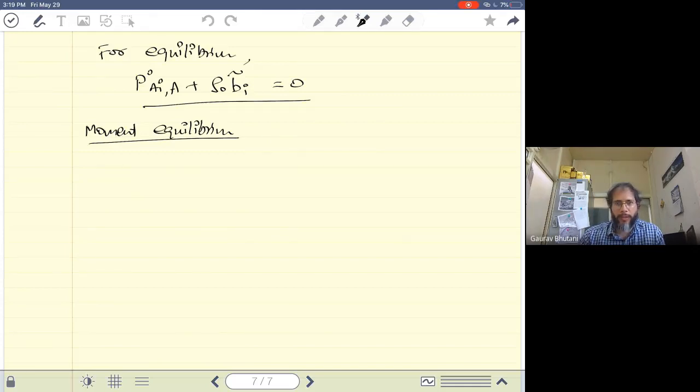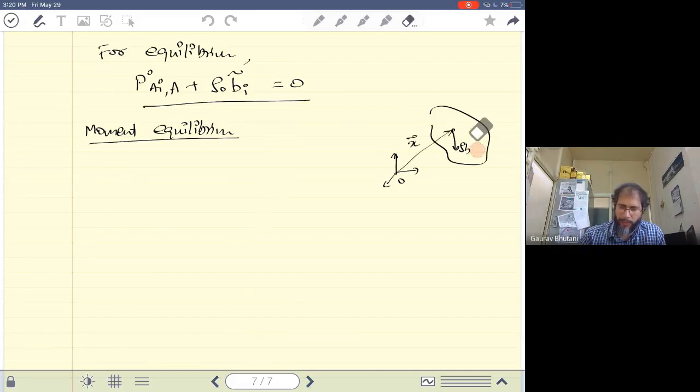The torque in this body is applied by the body forces and the surface forces, similar to what we have done in the past. So let's say this is the body. We have the origin outside the body, and we have, let's say, some body force acting, and then we have a position vector x.